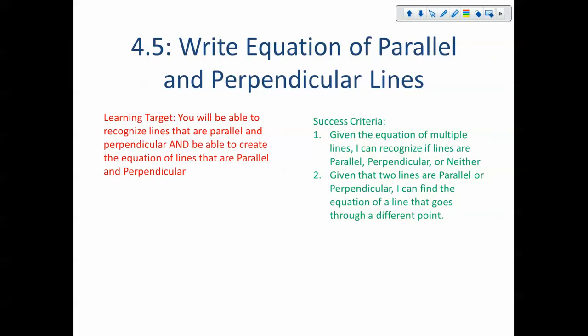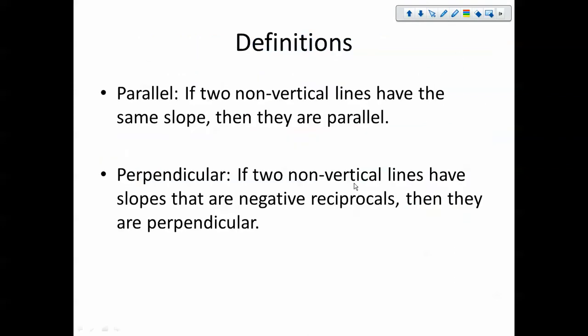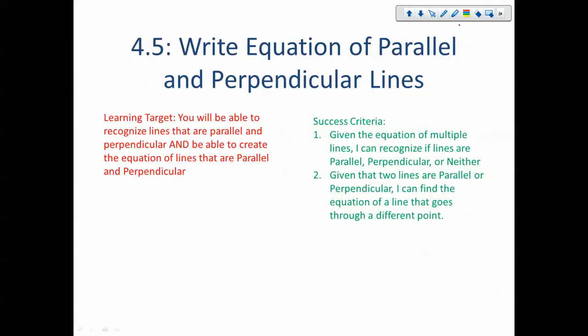This is section 4.5. We are writing equations of parallel and perpendicular lines today. The overall target here, we want to be able to recognize lines that are parallel and perpendicular, and be able to create the equations of lines that are parallel and perpendicular.